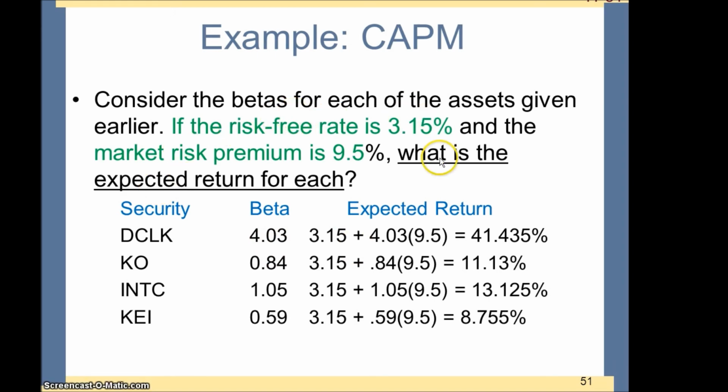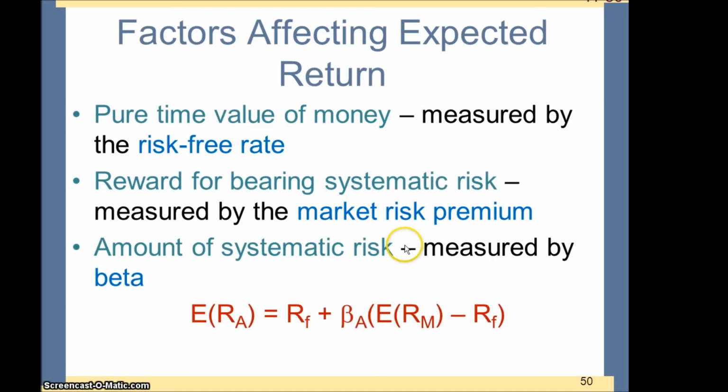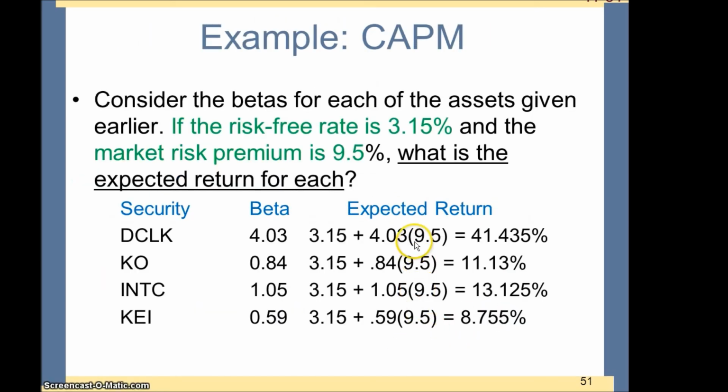Now, let's take a look. What is the expected return for each stock using the CAPM model? You are given that the risk-free rate is 3.15% and the market risk premium is 9.5%. What is the market risk premium? It is the output of expected market return minus RF. For this question, you are already given the output, so you need not subtract again. So it is the risk-free rate plus beta times market risk premium. So you get 43% for stock A.